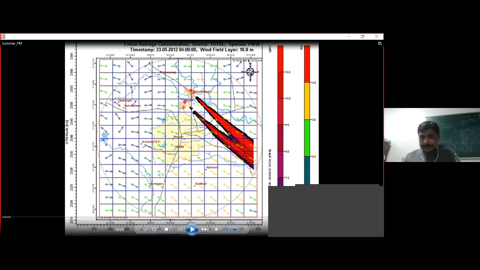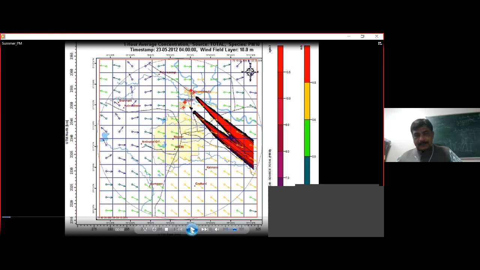You can see from Koradi there is one plume, from Khaparkheda there is another plume. Now for each hour there is one plume from each power station, and for each hour they are assembled for one season. This I have done for a very brief period of summer. As I mentioned, in the summer period the wind is in this direction and it is affecting the villages.